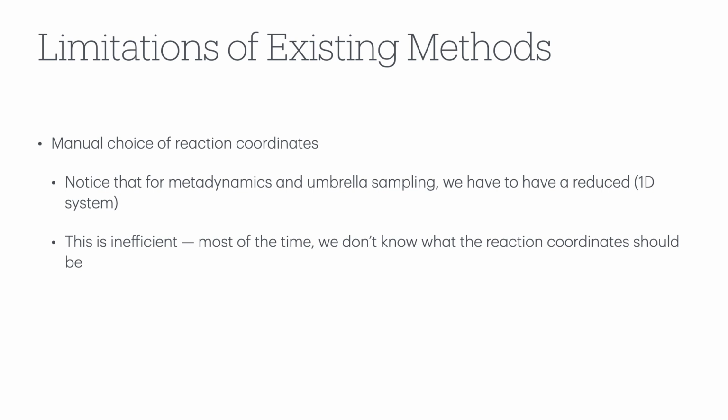Most of these systems, right? If I'm interested in a protein, it's huge dimensional systems. If a protein has n atoms, each atom has 3 degrees of freedom, right? 3 x, y, and z coordinates. That's 3n dimensions, and I somehow have to reduce that problem to a one-dimensional problem. That's not easy. So if I have to choose the reaction coordinate, that leaves a huge problem, right? So this is inefficient, and most of the time we don't know what these reaction coordinates should be. That's difficult. So how can we kind of discover these reaction coordinates?